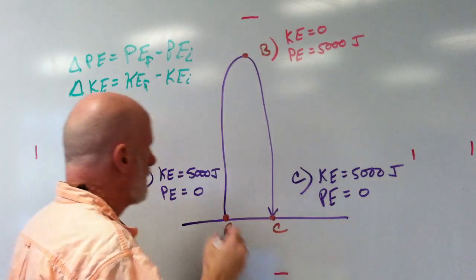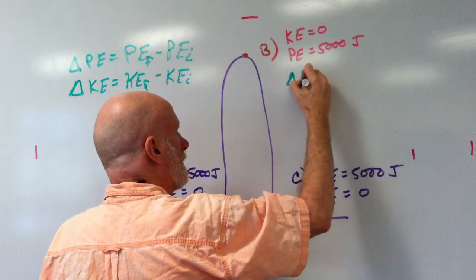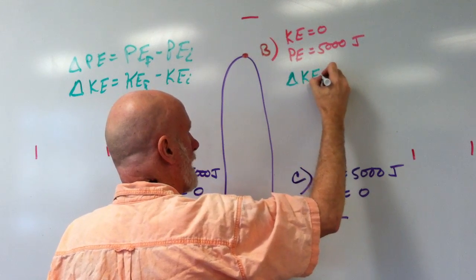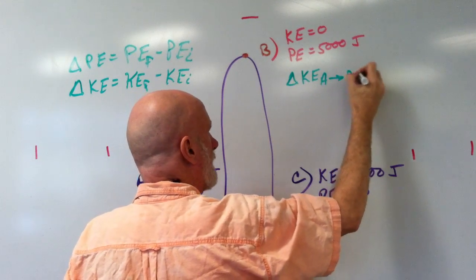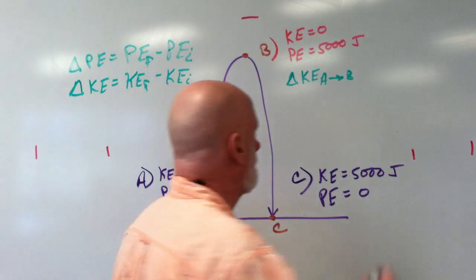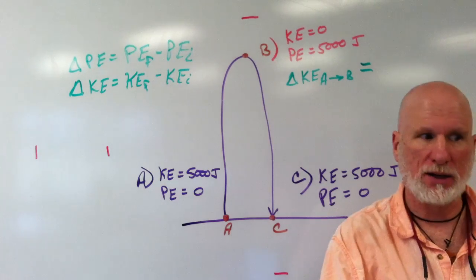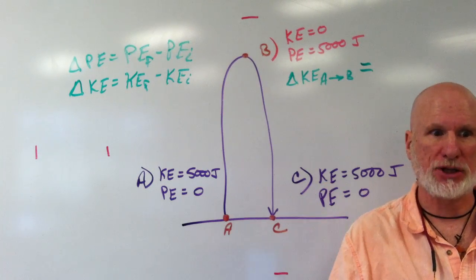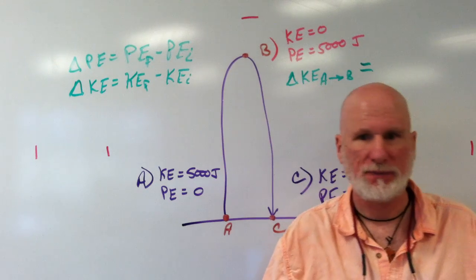All right, now, the first thing we're going to do is change in kinetic energy going from A to B. A to B. Okay? So do you see that that's going to be final minus initial? Yes. 0 minus 5,000. Yes?